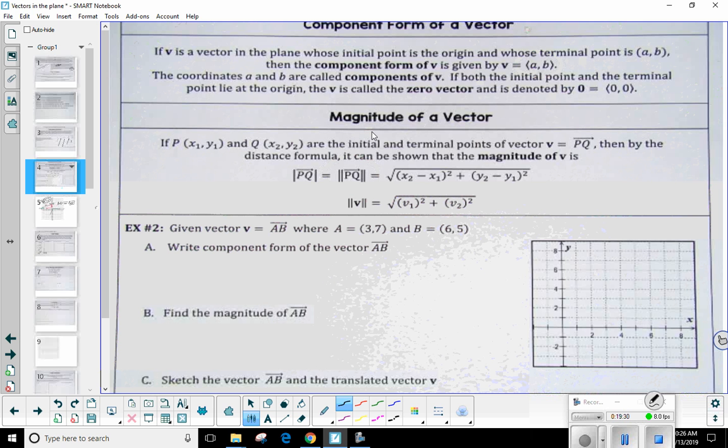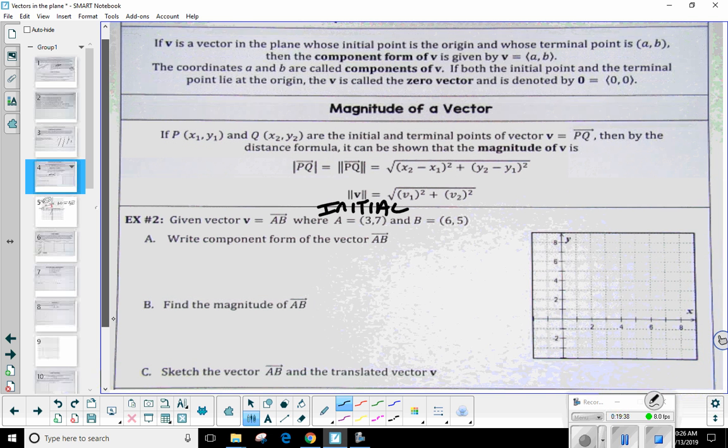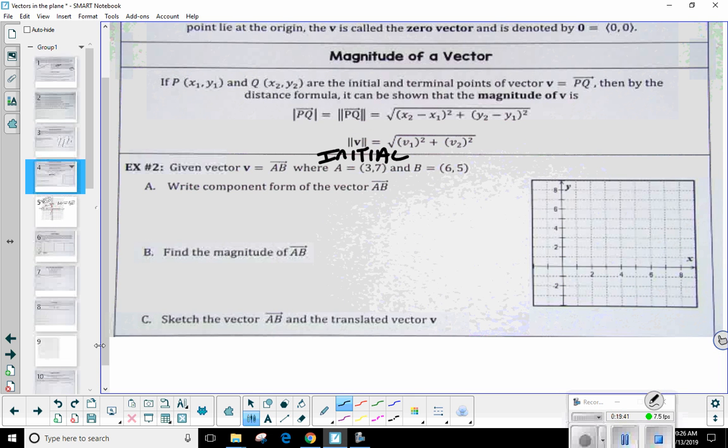Example 2, given vector V, where we have point A, that's the initial point, okay, and point B, that's got to be the what? Terminal point, okay. So this is my terminal point. I want to use those to go ahead and write the component form of the vector. Now, if you've got the coordinates of both the initial and the terminal, and all you want is component form, okay, you need to take the terminal and subtract the initial. Always, always, always go from the terminal to the initial. In fact, I'm going to write that right here.